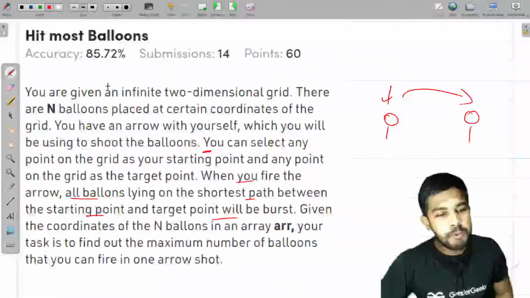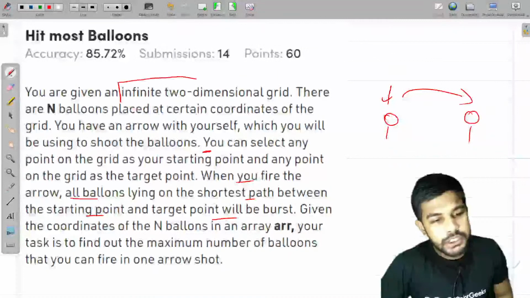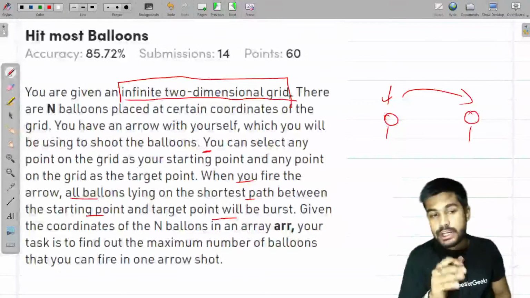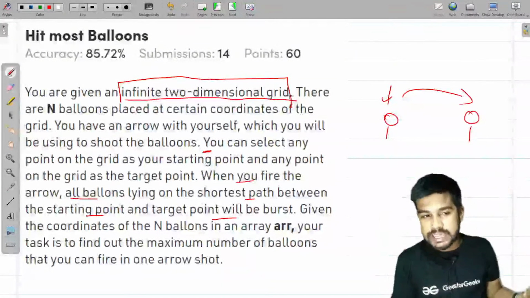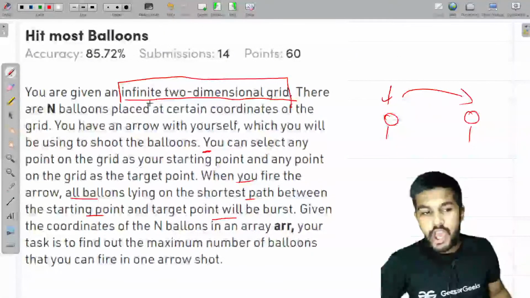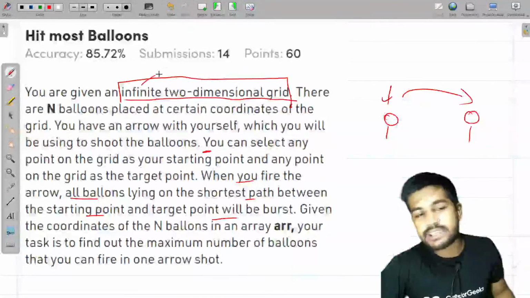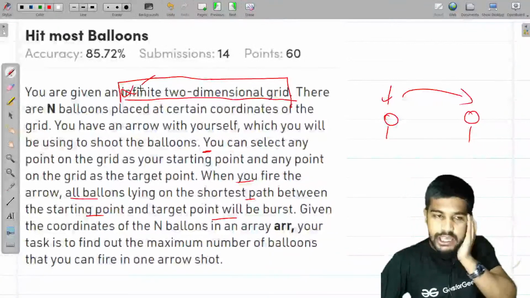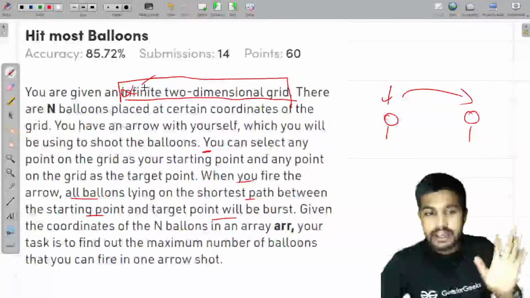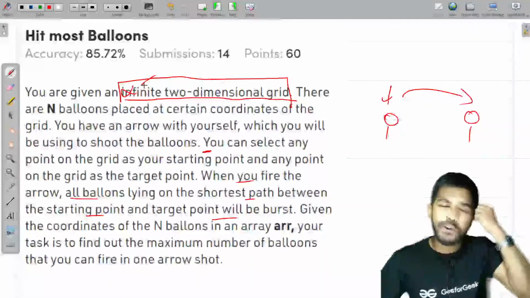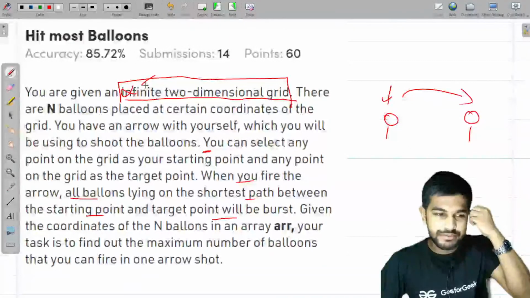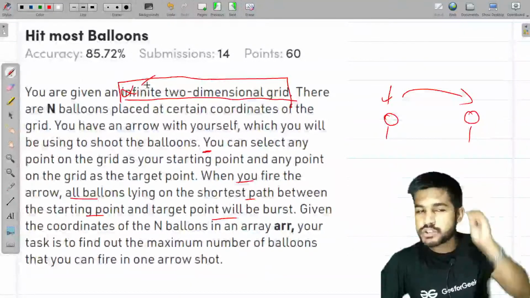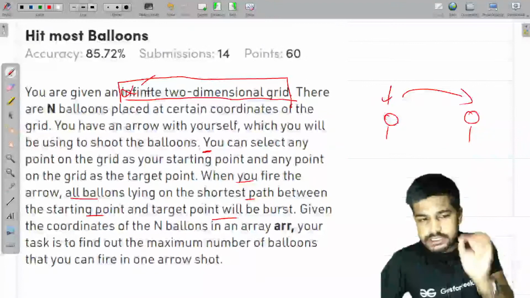Okay, the most important thing is infinite two-dimensional grid. Whenever you see that you are given an infinite sized array or infinite grid, you should not consider it as infinite. You can consider it as finite, because if you think it is infinite, then you would come across approaches which won't work around the solution. So just consider that it is finite.